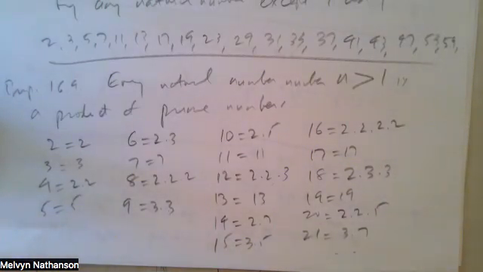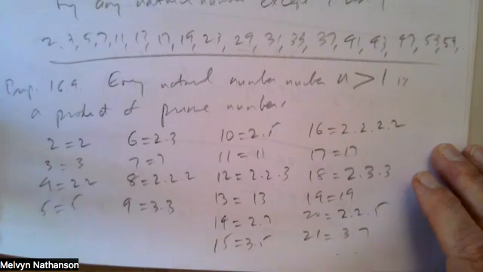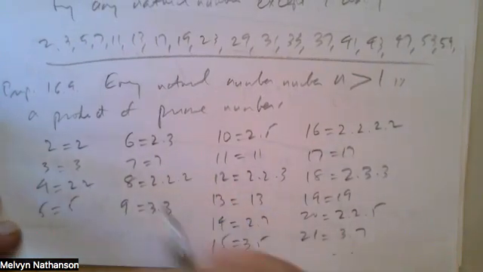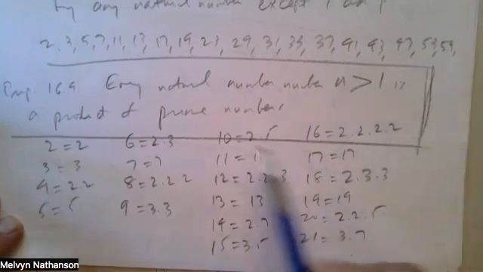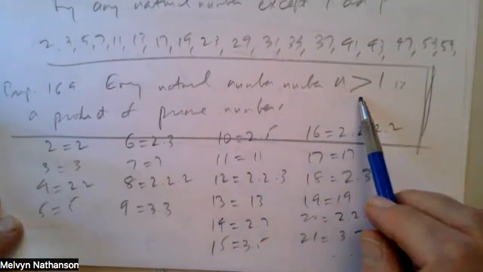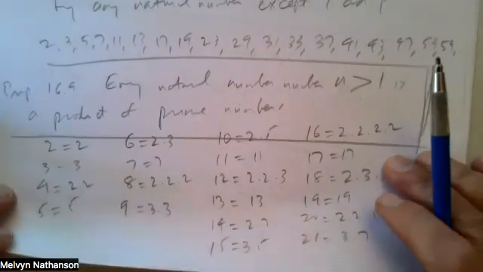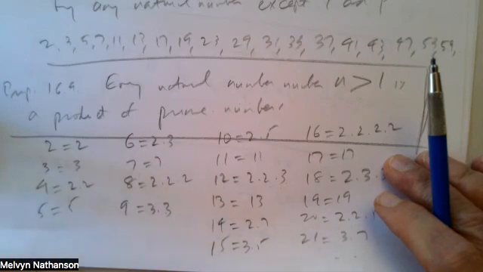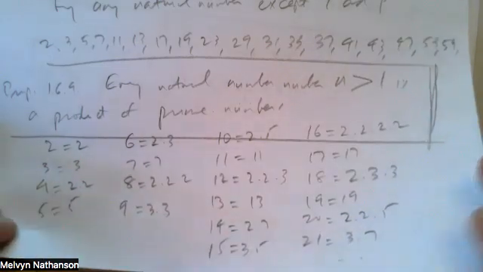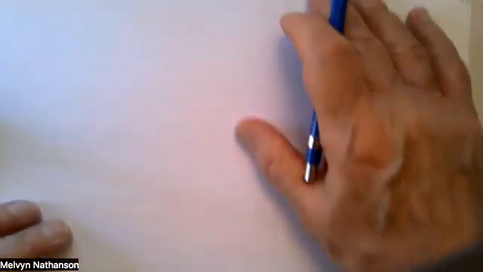So here I factor the numbers from 2 to 21. Right? And the proposition says this is always possible. Every natural number greater than 1 is a product of prime numbers. Okay? So how do we prove that? Well, we're going to prove it by mathematical induction, which is the way we prove almost everything in algebra.